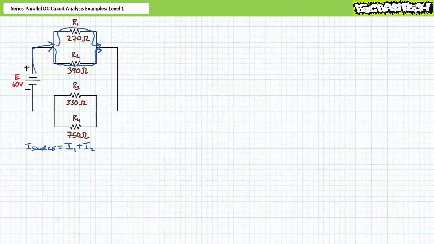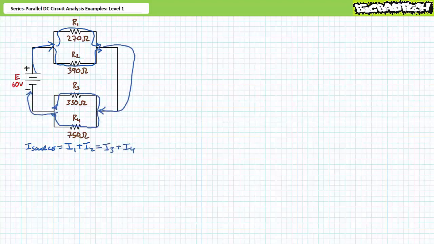Let's start with the Kirchhoff's current law analysis of this series parallel circuit. Source current immediately splits into 2 paths, one through resistor R1, one through resistor R2. It can be said source current equals I1 plus I2. Source current recombines and then immediately splits again. One path through R3, another path through R4. It can be said source current equals I3 plus I4. Ultimately, source current equals I1 plus I2, which equals I3 plus I4.